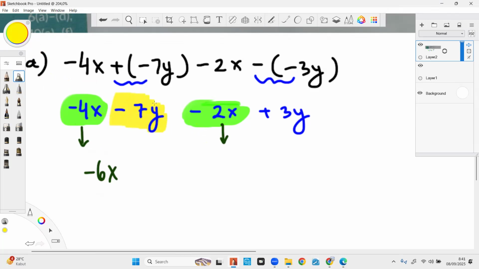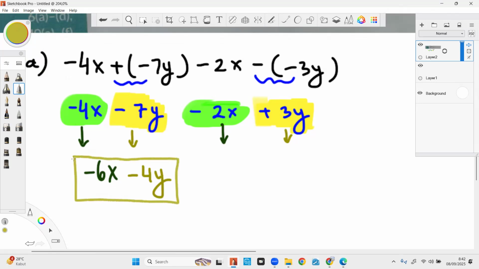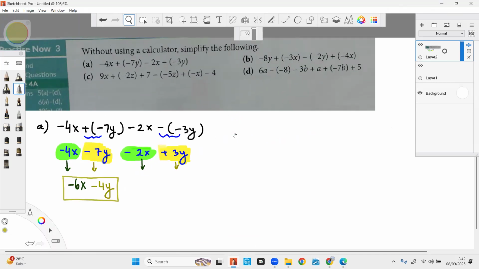Negative 7y plus 3y. What's the answer? Negative 7 plus 3. Negative 4y. And can you do further? Negative 6x minus 4y? No. Why? Because it's unlike terms, different terms. So this is your final answer. Okay? That's all. No need to change anything.